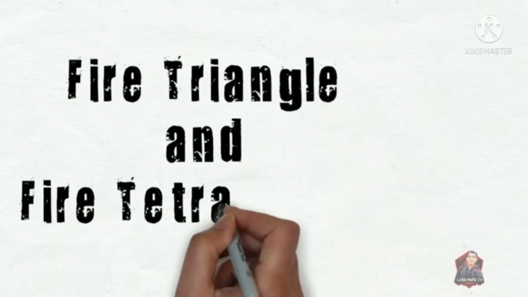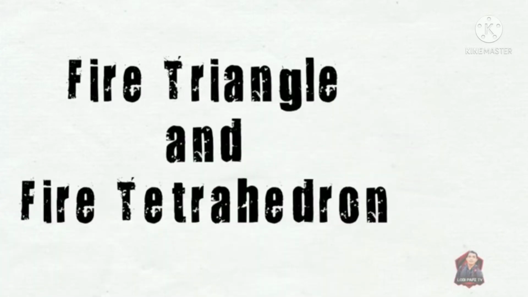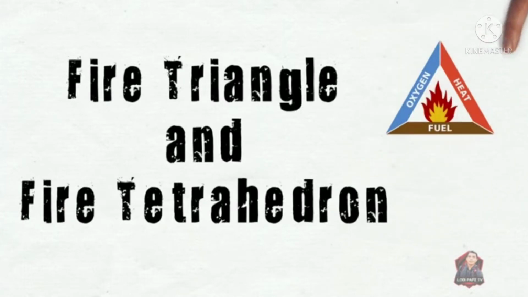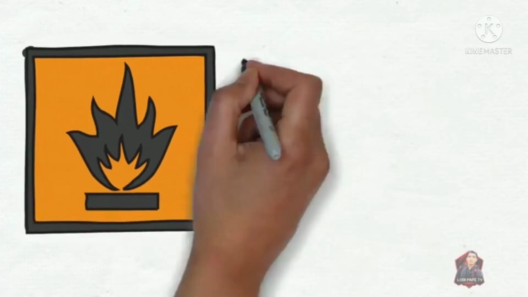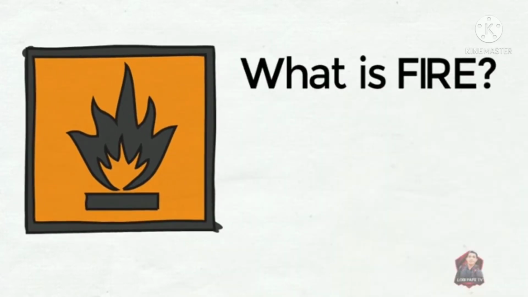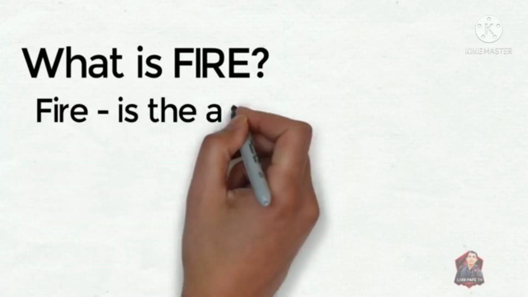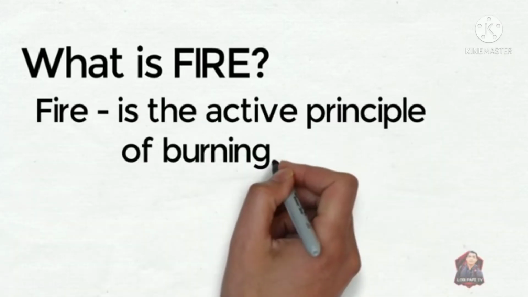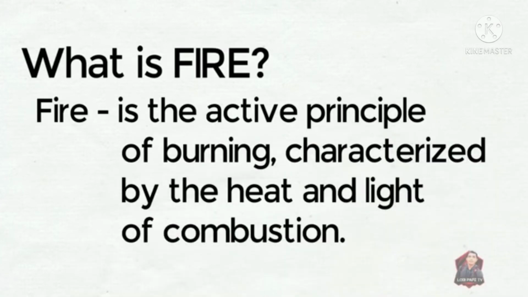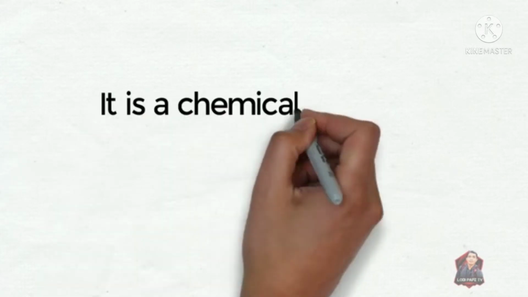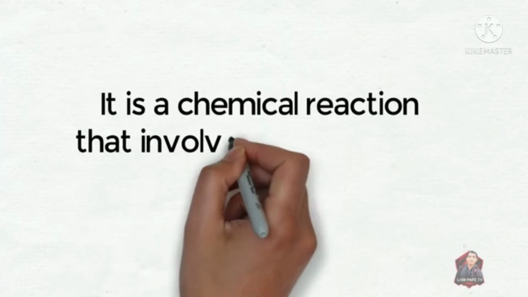Going to discuss fire triangle and fire tetrahedron. But first, what is fire? Fire is the active principle of burning characterized by the heat and light of combustion. It is a chemical reaction that involves heat, oxygen, and the burning fuel.